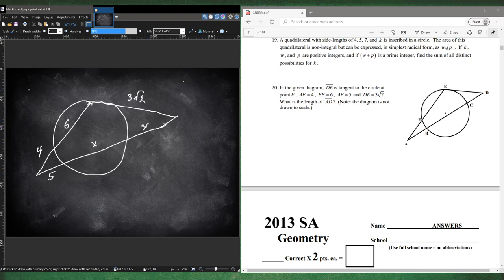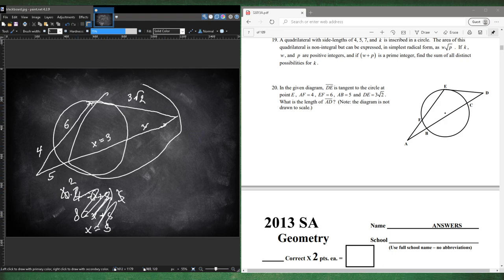So the intersecting secants rule tells us that it's 6 plus 4, which is 10, times the 4, that part outside, equals x plus 5, times the part outside, which is 5. Cancel out the 5, that's a 2, that's an 8, equals x plus 5, x equals 3. Okay, so we know this is equal to 3. Okay, so that's done, and now we can focus on this part.